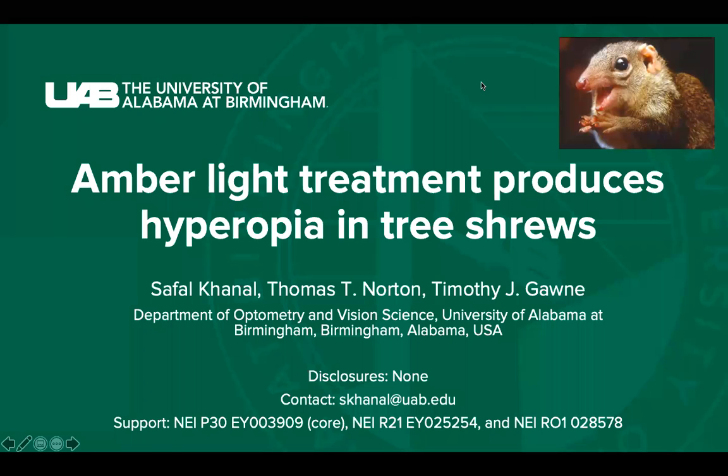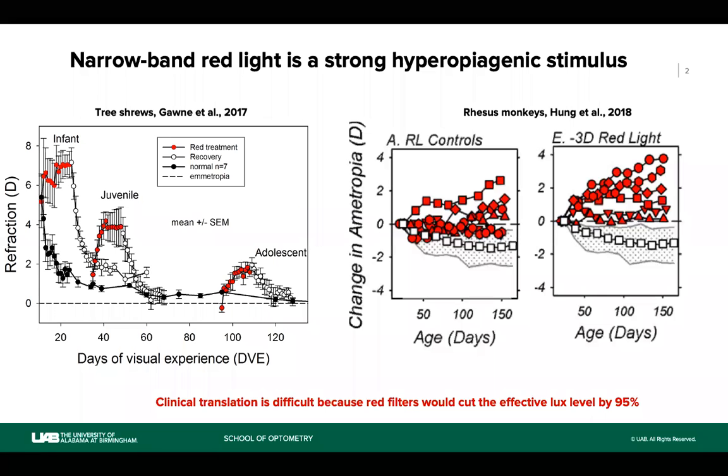Amber light treatment produces hyperopia in tree shrews. My name is Safal Kanal, and I am a postdoctoral fellow in the School of Optometry at the University of Alabama at Birmingham. Previous studies have shown that exposure to narrowband red light promotes the development of hyperopia.